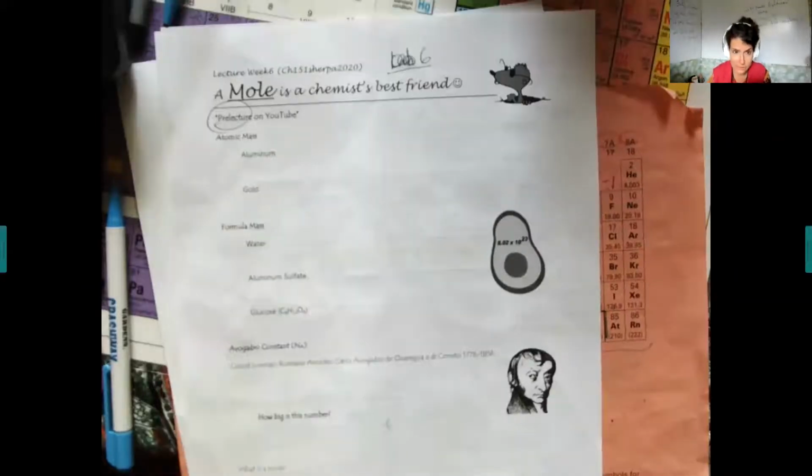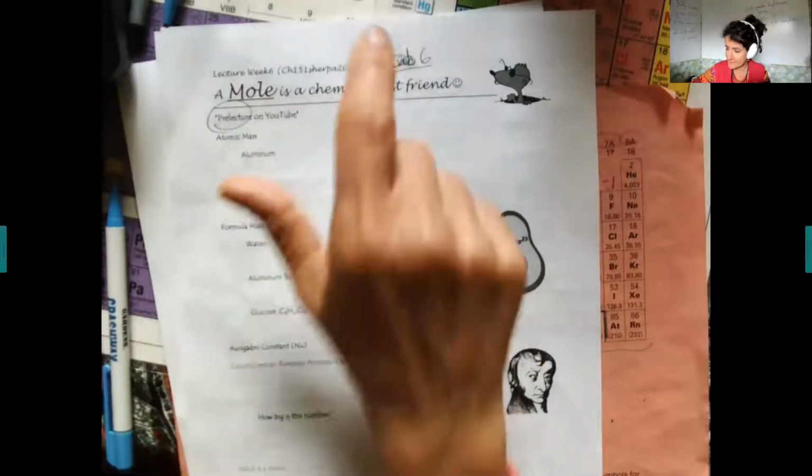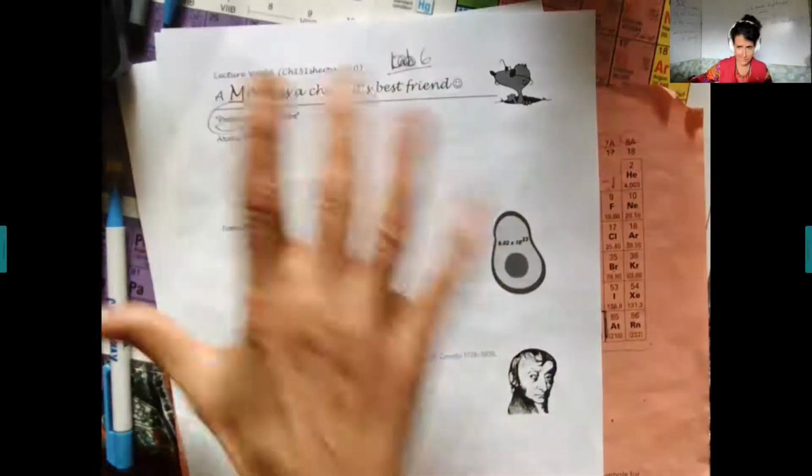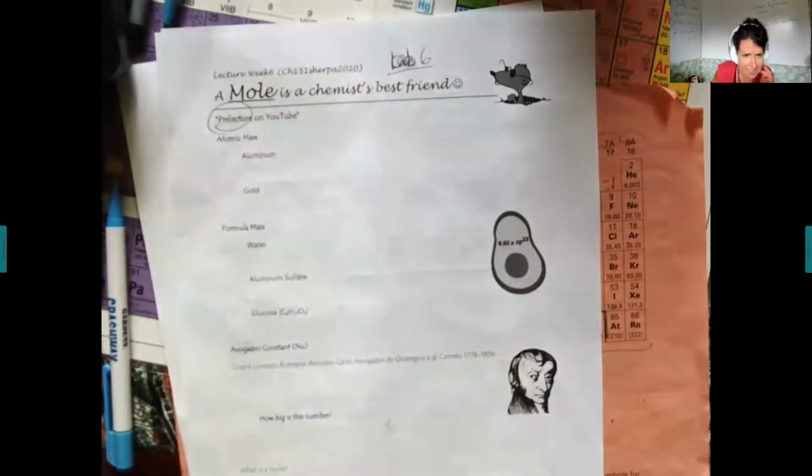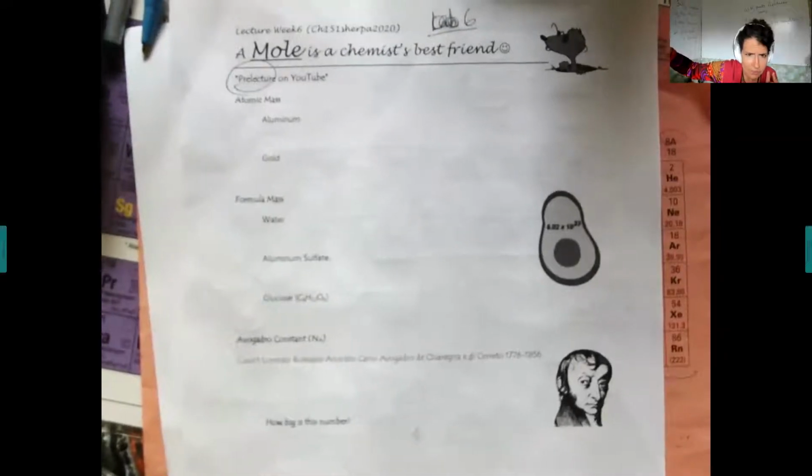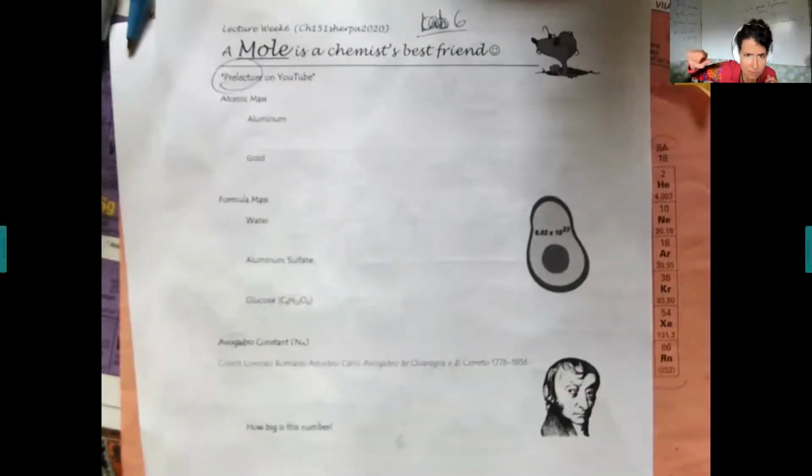So we're going to finish up moles, and several people have actually already done the lab, lab 6. So there is a pre-lecture, which was this page, and this is looking like it's out of focus. Let's see if it focuses for me. There we go.